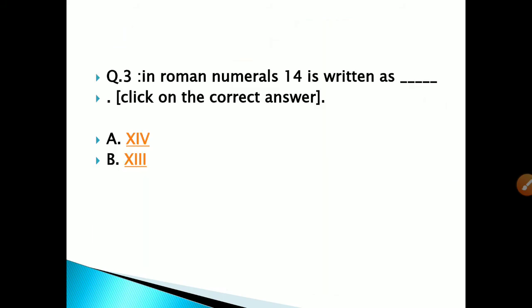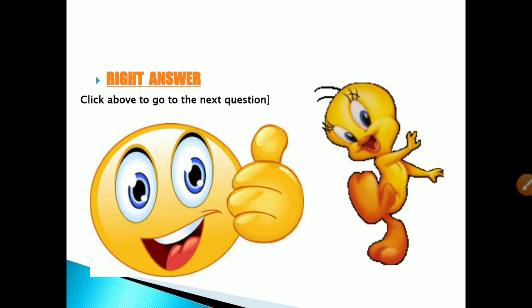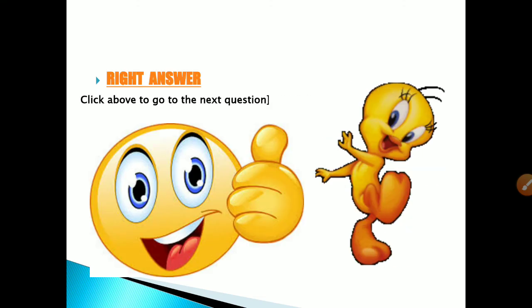Question number 3. In Roman numerals, 14 is written as dash. A, XIV, B, XIII. What is the correct answer? A or B? A. Yeah, very good. Correct answer.